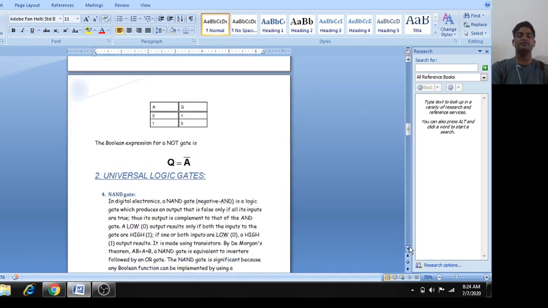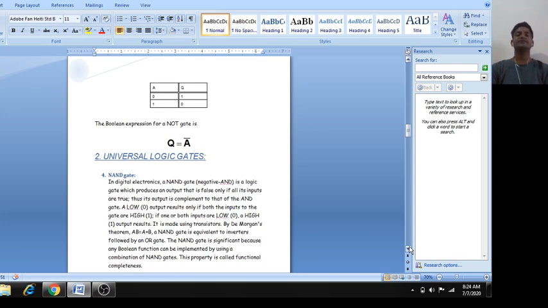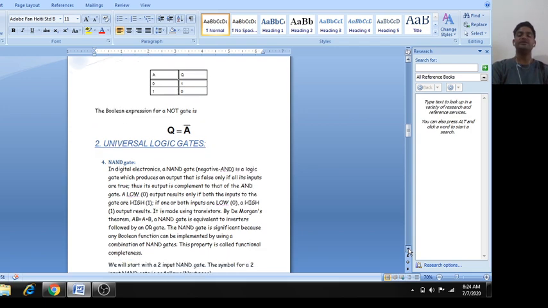Next, universal logic gates. Again there are two universal logic gates. One is the NAND gate and another one is the NOR gate. Either with the help of the NAND gate or with the help of the NOR gate only, we can implement any Boolean function and any digital circuit. So these two gates are called universal gates.